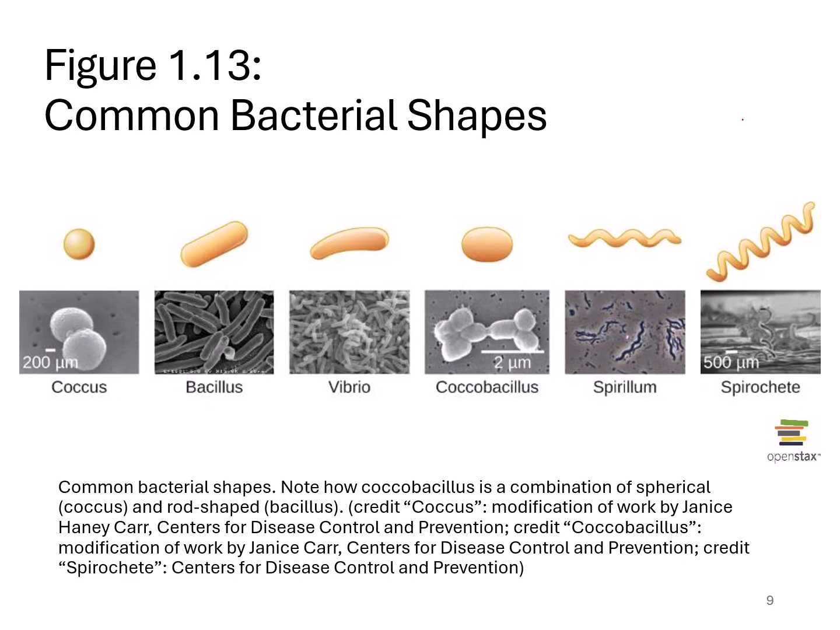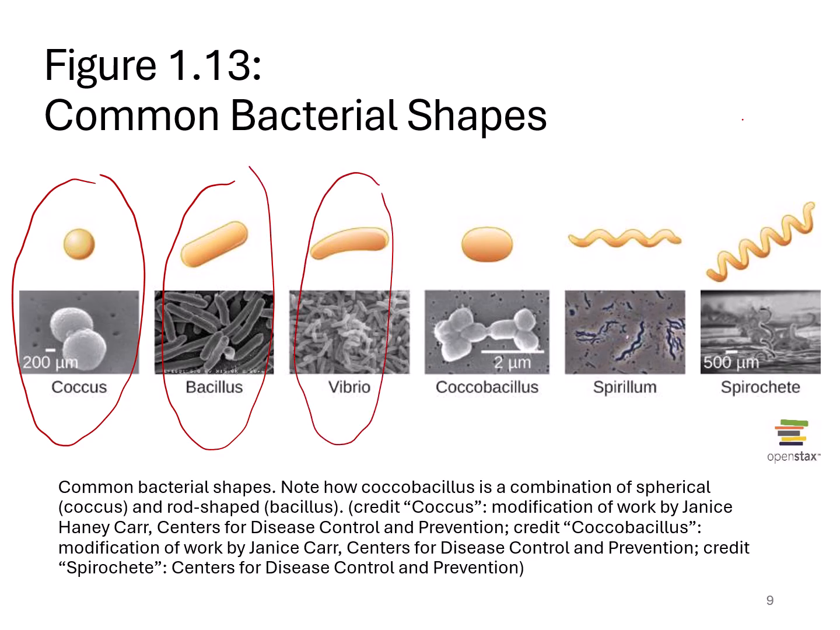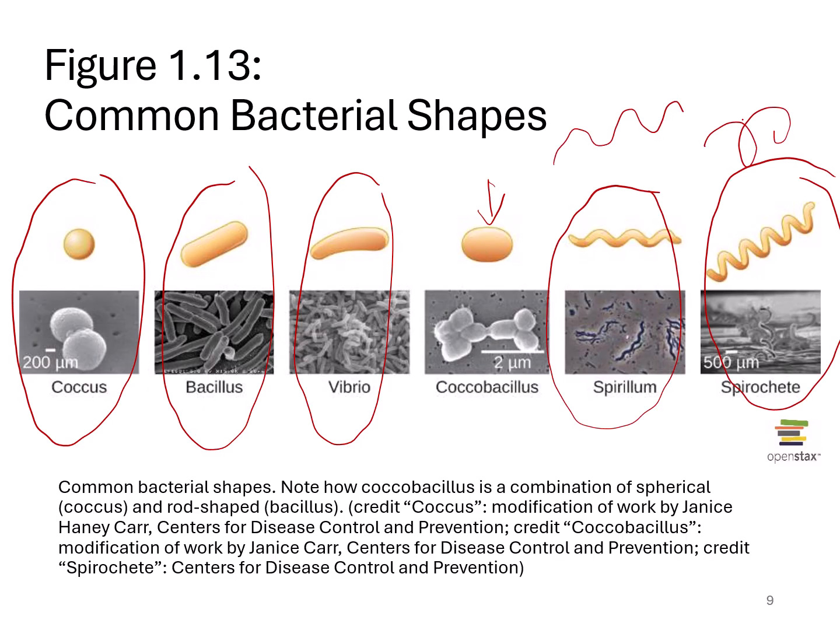Here's another look at those common bacterial shapes. We have spherical cells, the coccus, bacillus, the rod-shaped cell, Vibrio, curved. We have coccobacillus, which is just like what it sounds like, in between sphere and rod. We have Spirillum, which is kind of wavy, and then spirochetes, which look like a corkscrew.